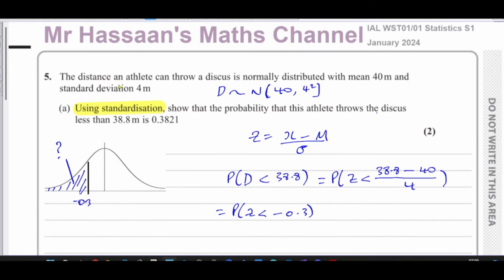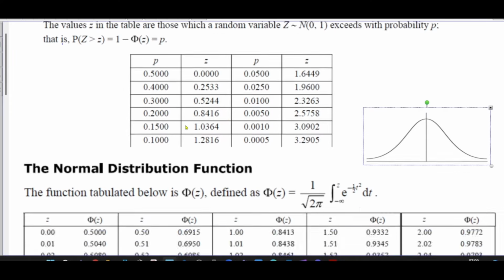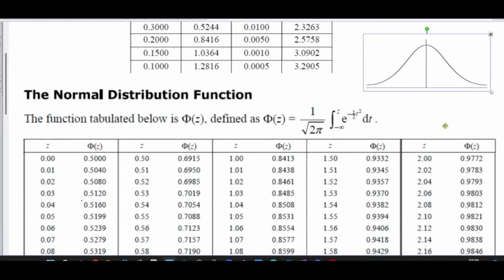Well, if we go to the normal distribution table, first of all, the Z value we're using is not one of the Z values in this table here, and the area that we have to prove is not here either. So we have to use the big table.